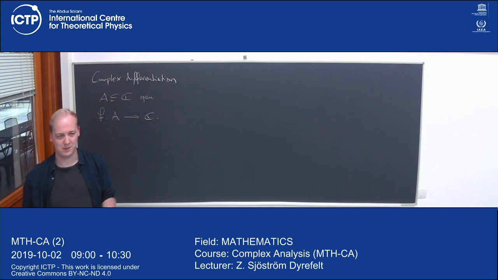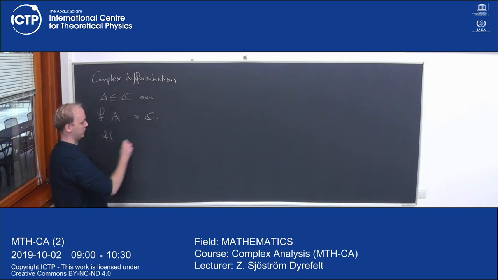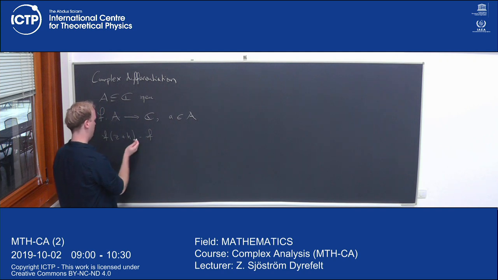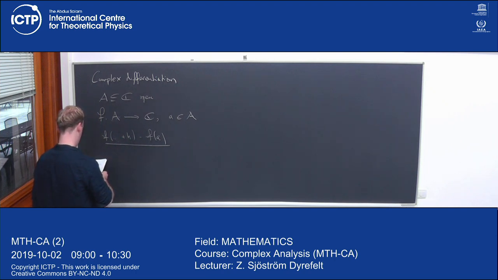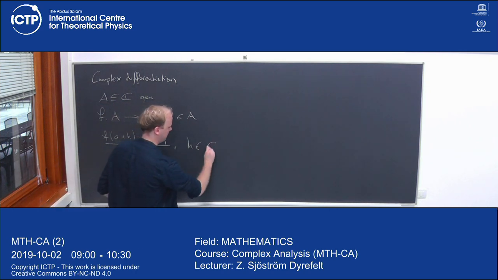And what is so great about that? Well, one really good thing is that you can suddenly divide by complex numbers, right? Because you cannot divide by vectors in R2 unless you make it into a field. So this meant that we could consider this quotient. So we take some small a, some point in this set big A, and we look at such a quotient, f of a plus h minus f of a, divided by h, where h here is a complex number.